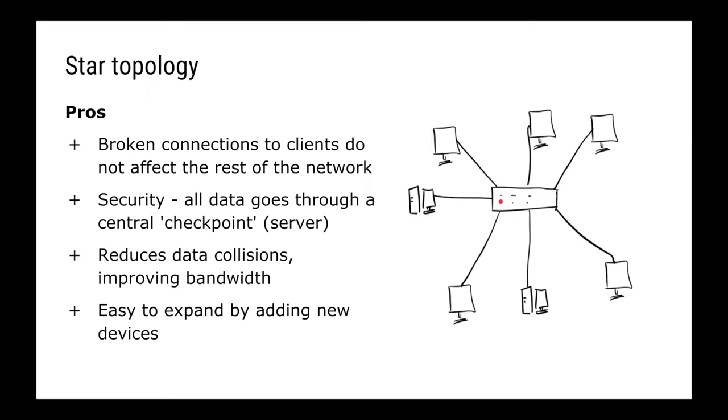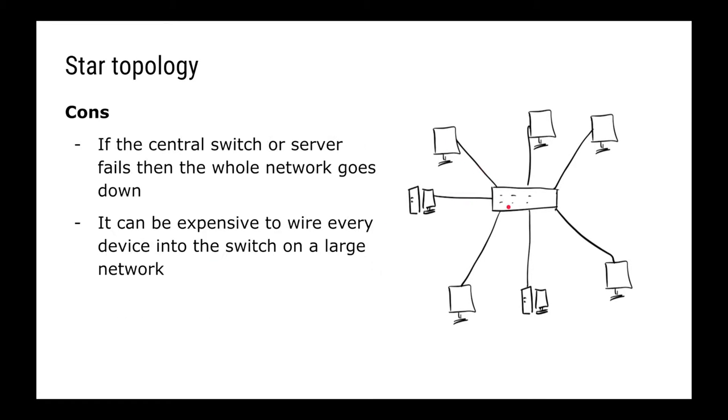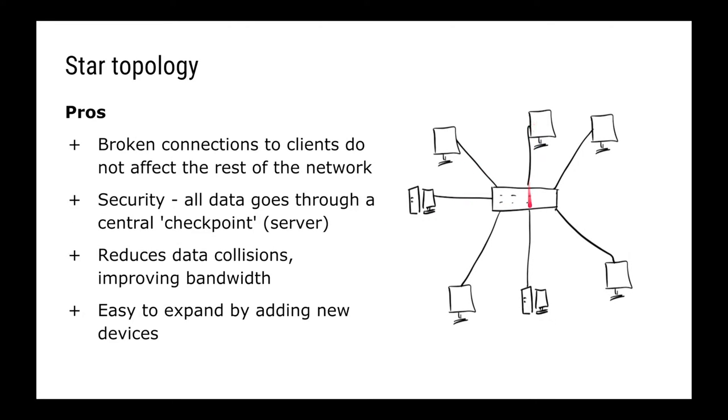A star topology also reduces these things called data collisions. That's where, let's say that we had three devices, all trying to send data down the network at the same time. If we didn't have this central switch, if they were sort of all directly connected to each other, then you could end up having data being sent by two devices at the same time. And at the end of the day, those signals are just electrical signals on cables, and they might interfere with each other, and that's what we call a data collision.